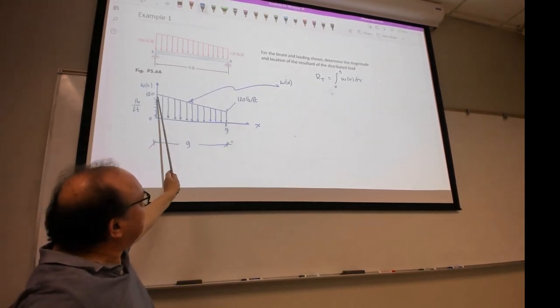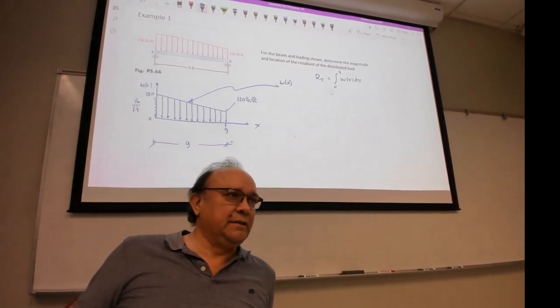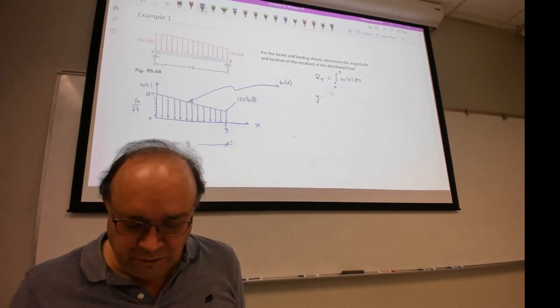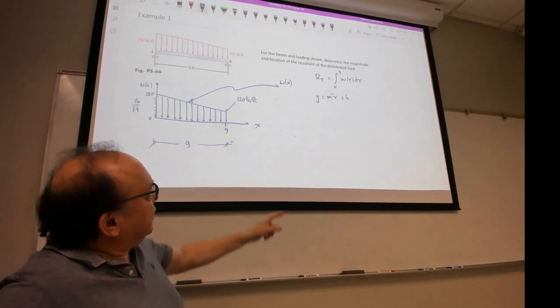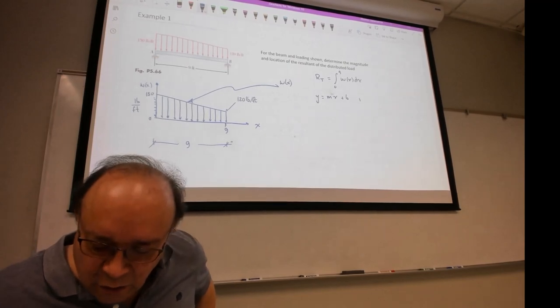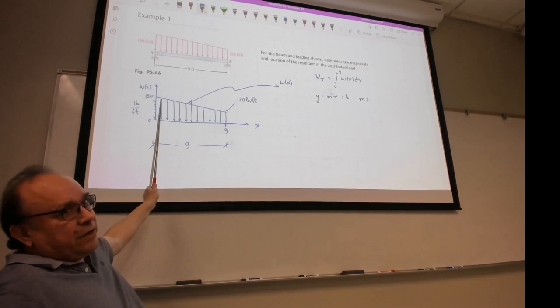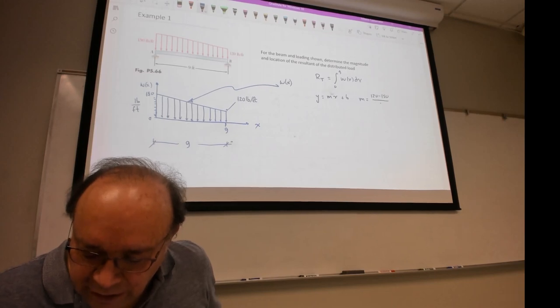What is w of x when you have a straight line? Do you know the equation of the straight line, in general? The formula? Exactly. That's the equation of a straight line. In this case, the slope is 120 minus 150, divided by 9. So this is minus 30 over 9.